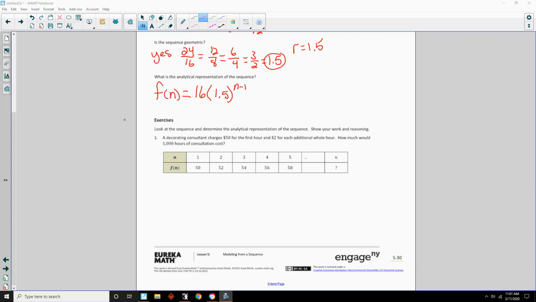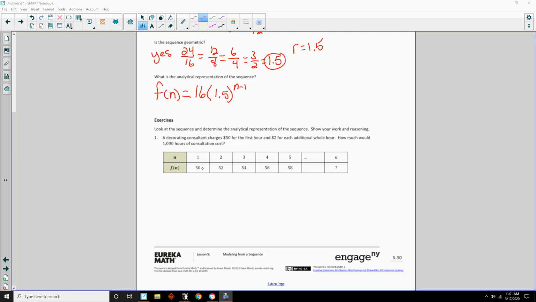Okay, exercise 1. Look at the sequence and determine the analytical representation of the sequence. Show your work and reasoning. 1. A decorating consultant charges $50 for the first hour, and $2 for each additional whole hour. So second hour is $52, third hour is $54, fourth $56, fifth $58. How much would 1,000 hours of consultation cost?